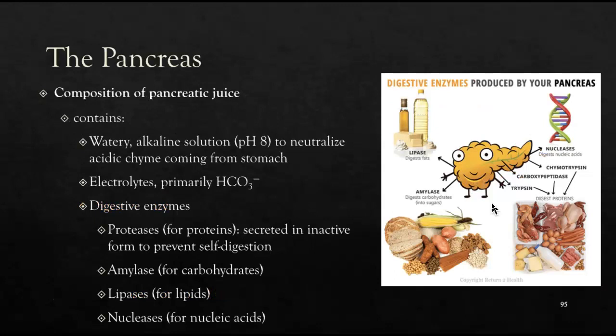So first, before we get into the endocrine processes, let's talk about the pancreatic juice. The juice is going to be a watery alkaline solution with a pH of 8 to help neutralize that acidic chyme coming in from the stomach. It will contain electrolytes, and the primary electrolyte will be our bicarbonate ion. Other digestive enzymes include proteases that will break down proteins. They're secreted in the inactive form in order to prevent self-digestion. Then we've got pancreatic amylase that will break down our carbohydrates, pancreatic lipase that will break down lipids, and our nucleases that will break down nucleic acids.